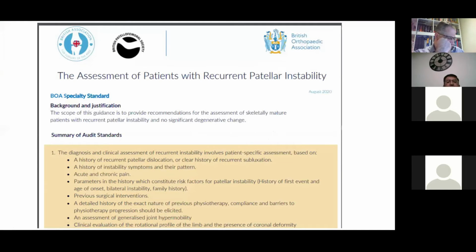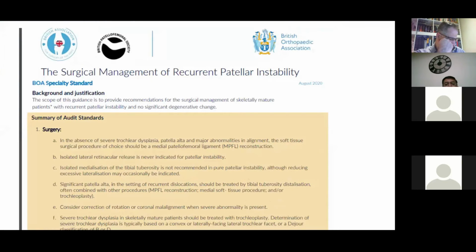And this is the BOA specialty standards for recurrent instability assessment, and these are almost the same as what I have discussed with you in my slides. This is the surgical management according to the BOA specialty standard, which is also the same as I mentioned in one line. That is a very brief summary of this guideline, and that's all.